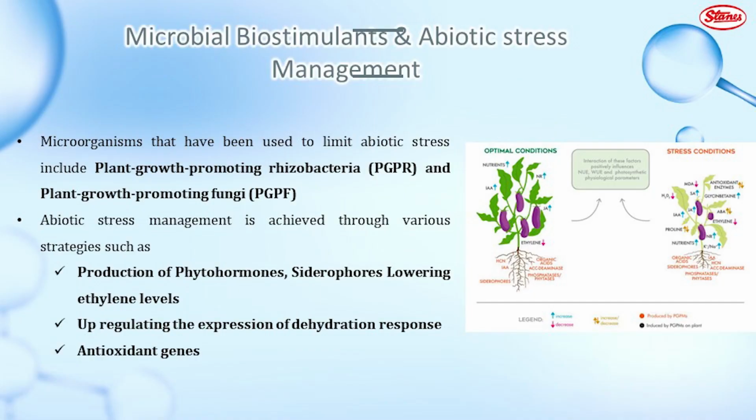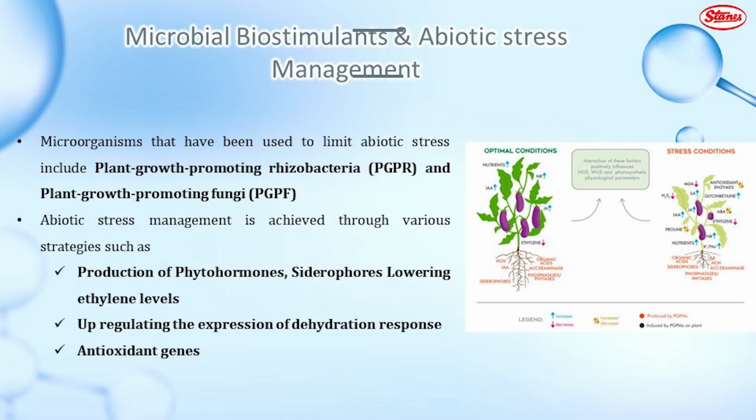Coming to the abiotic factors, microbials have already been proven for their effect on abiotic stress factors. There are plant growth promoting rhizobacteria and plant growth promoting fungi, which have already proven their effects. It is achieved through various roles, which we call strategies. They produce phytohormones, siderophores, they lower ethylene levels, they regulate genes and antioxidant genes. These all play a major role in abiotic stress management.